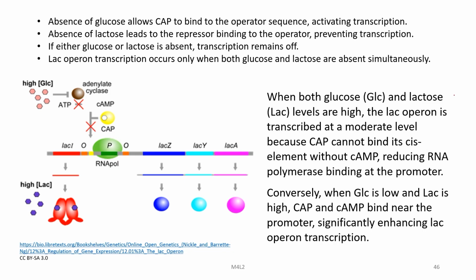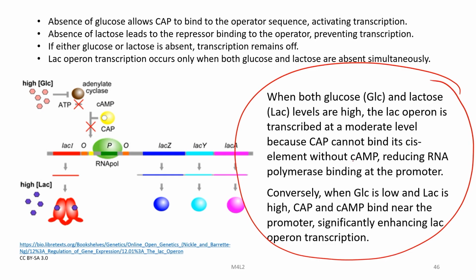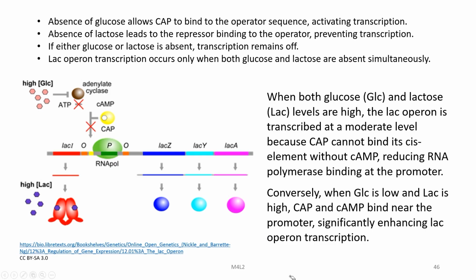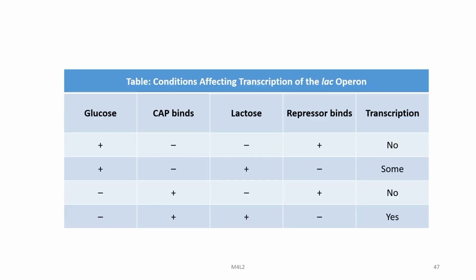When both glucose and lactose levels are high, the lac operon is transcribed at a low level because CAP cannot bind its cis element without cAMP, reducing RNA polymerase binding at the promoter. Conversely, when glucose is low and lactose is high, CAP and cAMP bind near the promoter, significantly enhancing lac operon transcription. So, in this table we can see the conditions which affect transcription of the lac operon as a summary.